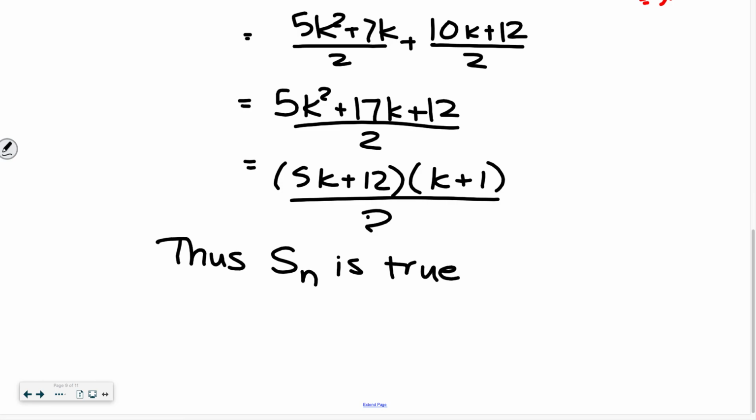Okay, please remember, I want you to try number 11. Try setting it up, the let statement, S sub 1, try the assume, try the show that, and get as far in the algebra as you can.